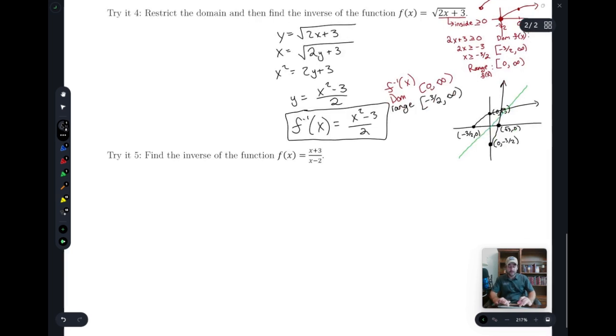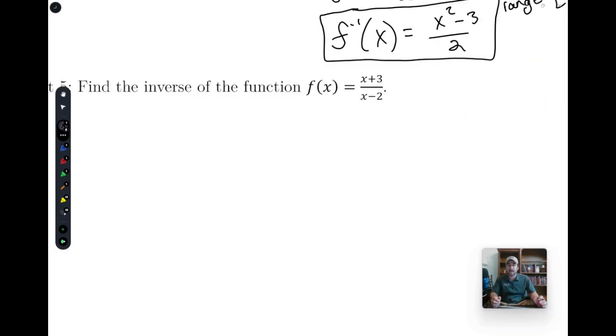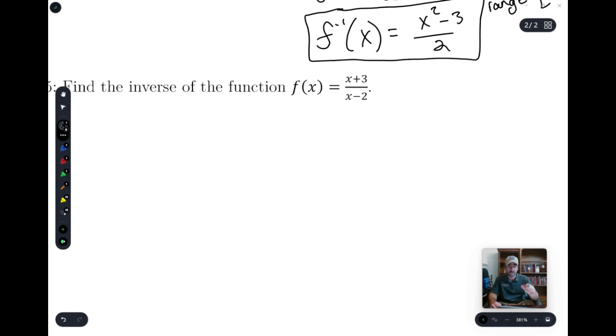We're going to see one more problem that has a little hiccup in the middle that throws a lot of students off. So we're going to show you the trick to solve for the inverses of rational functions. It's going to look a lot like the other functions we've done. We need to check that domain restriction first.